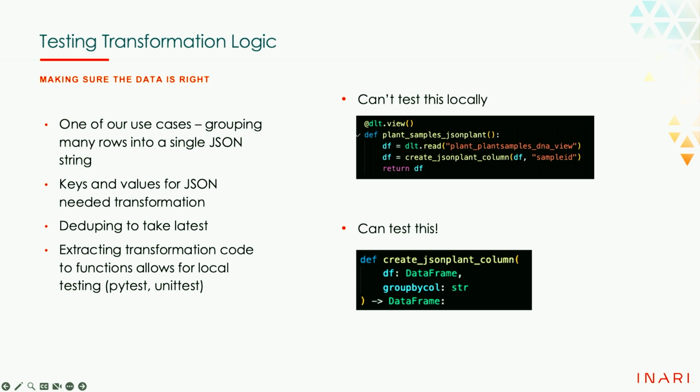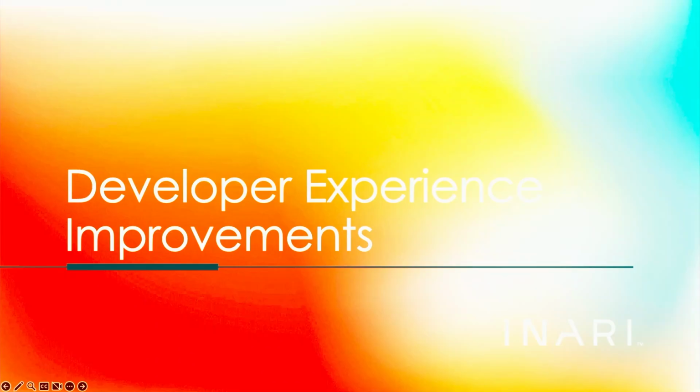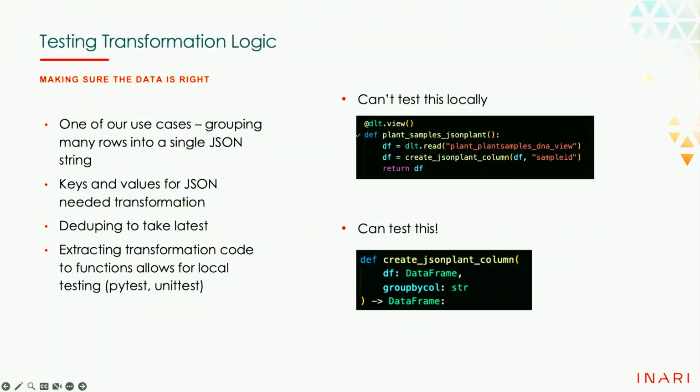But if you look at the code in the upper right, you can't test that locally because you can't install the DLT package on your local machine. It only runs in the DLT pipeline. But what you can do is extract your transformation logic and take it outside of the DLT view. That's just a Spark data frame. And so you can set up your unit testing, you can set up PyTest, you can set up code coverage, you can cover all kinds of scenarios by taking that transformation logic and putting it outside of your DLT views.